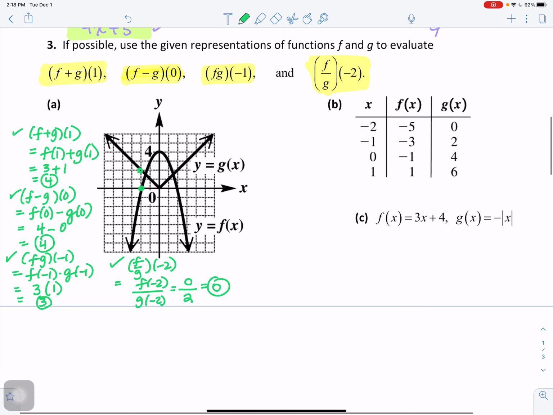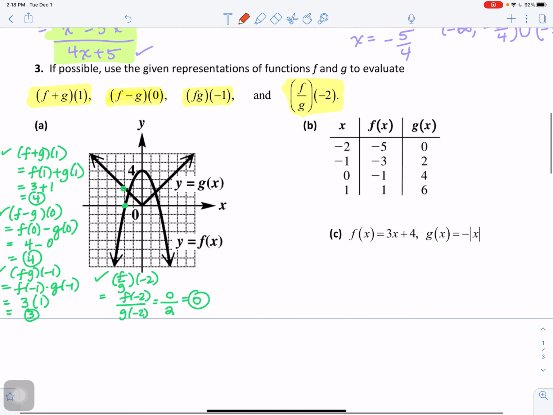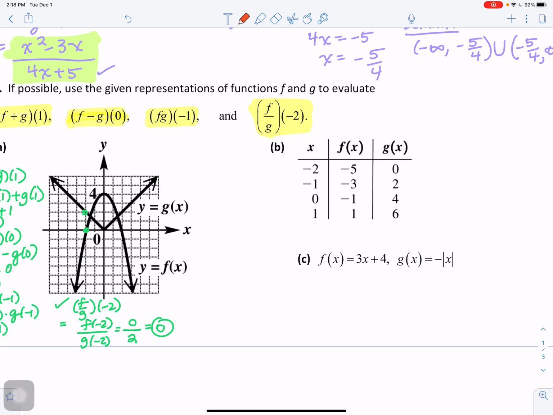Let's go to B. And I'll go ahead and change colors just to kind of help you find your way. And I think I'll work to the right over here. Okay, so this is going to be for part B. And I want f plus g of 1. And we know that that's f of 1 plus g of 1. And let's go look. F of 1 and g of 1. There they are, 1 and 6. So 1 plus 6 is 7.